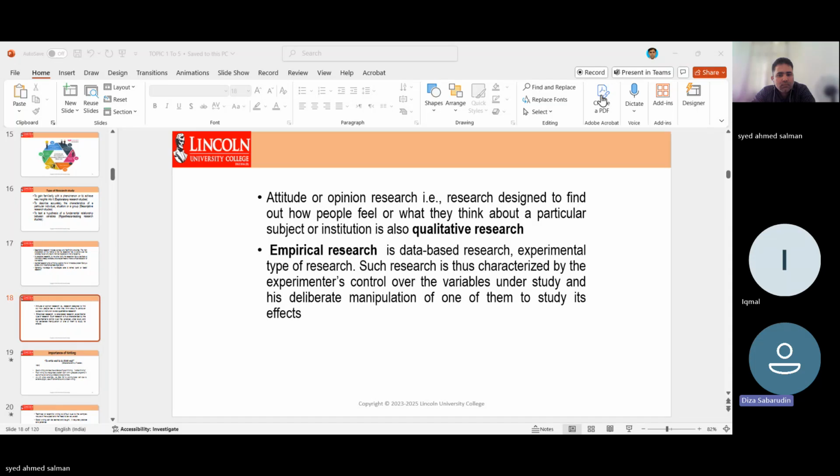So for each one I have the example here, sir. Number one is exploratory research studies, like a company exploring why customers are not buying a new product. They're using open-ended interviews. And the second example is a university conducting a focus group to understand students' opinions on online learning.